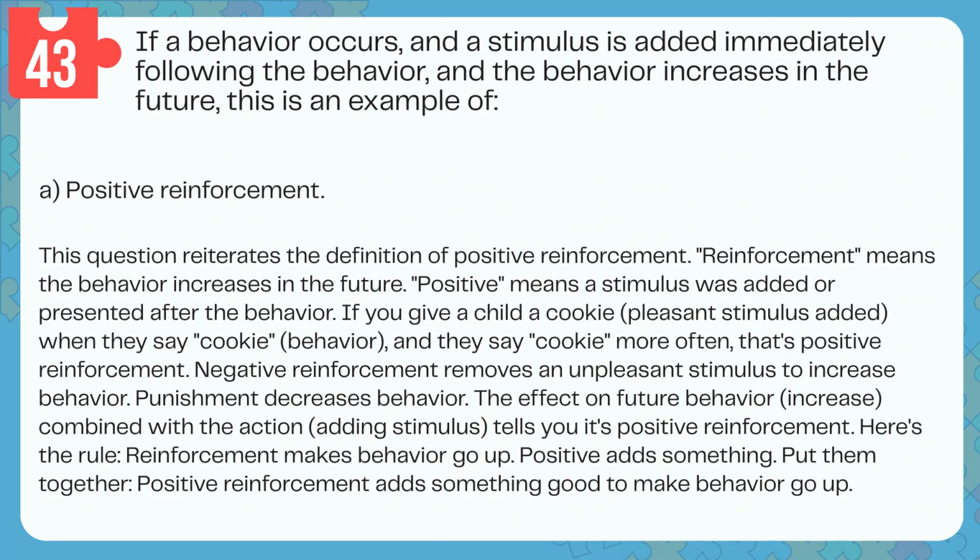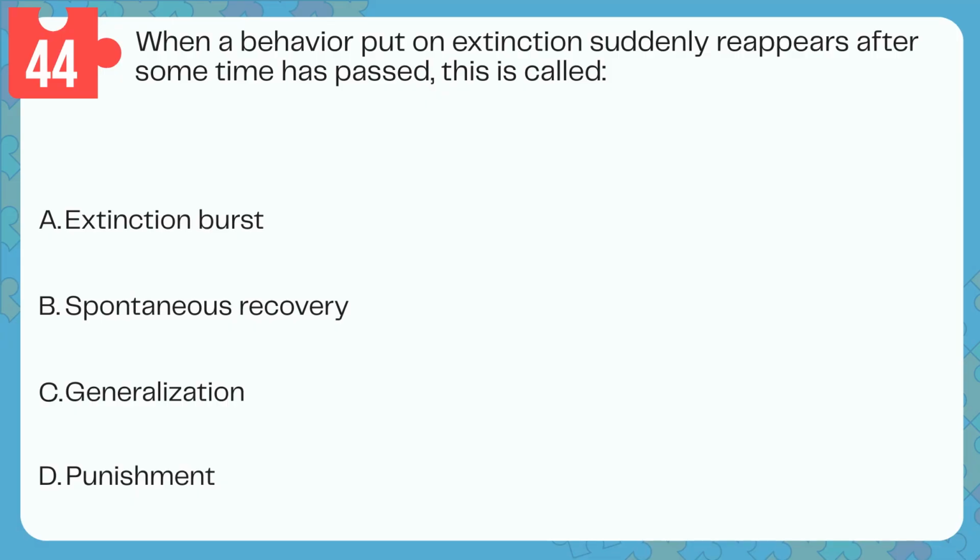Here's the rule. Reinforcement makes behavior go up. Positive adds something. Put them together. Positive reinforcement adds something good to make behavior go up. Question 44. When a behavior put on extinction suddenly reappears after some time has passed, this is called A. Extinction burst, B. Spontaneous recovery, C. Generalization, D. Punishment.